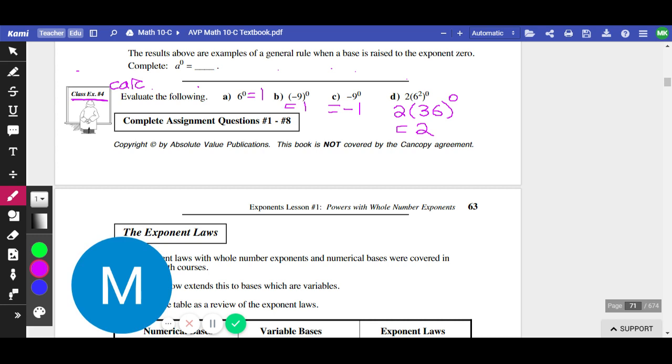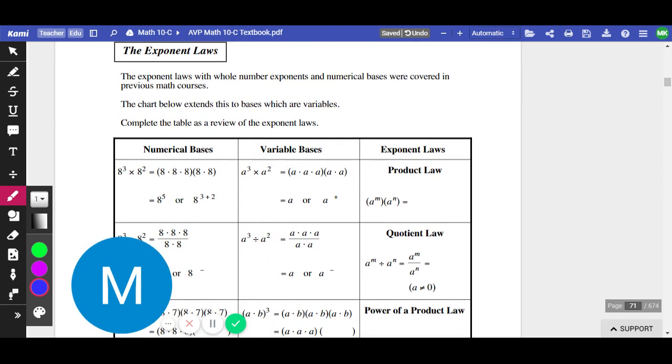For C, the base was only 9. So when you calculated this part, it equaled 1, because anything to the power of 0 equals 1. And then the negative was the coefficient. That's why it became -1. For this guy, we had this thing right here. It equaled 1. 2 times 1 would equal 2. Awesome. Anything to the power of 0 equals 1.